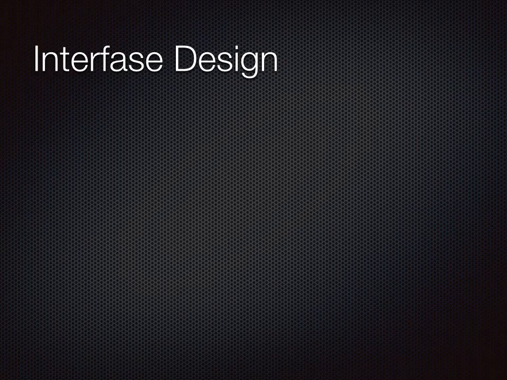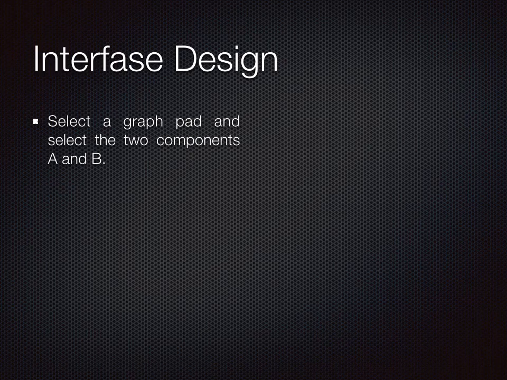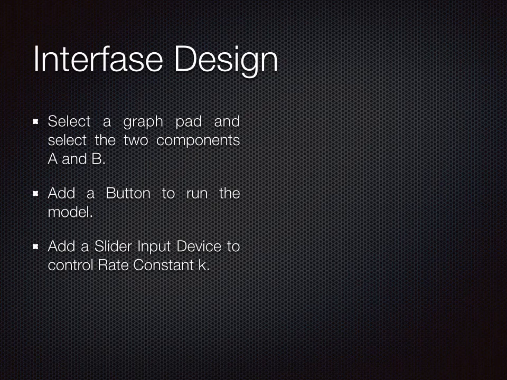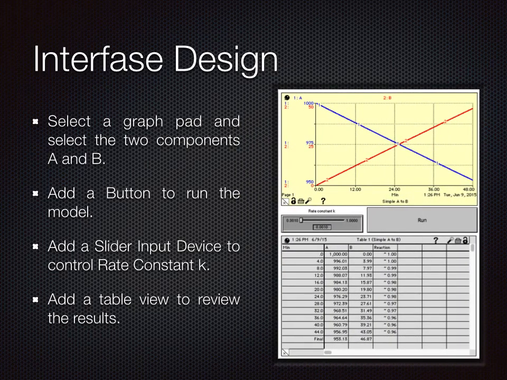In Stella, we can have a graphical interface that provides us with two main things. The first one, a graph of the behavior of the two components, A and B, in time, and a table view of the result of each variable in time. The other component is the control panel that will allow us to run the model and to change the value of the rate constant K. We will be using a slider input device for that function. This is how the model interface will be. Now let's get to Stella and build this up.